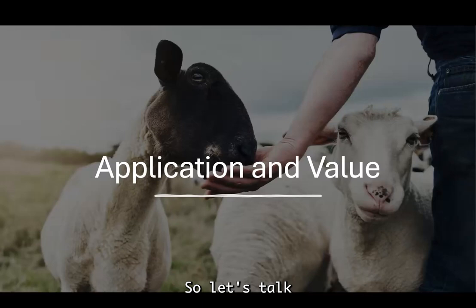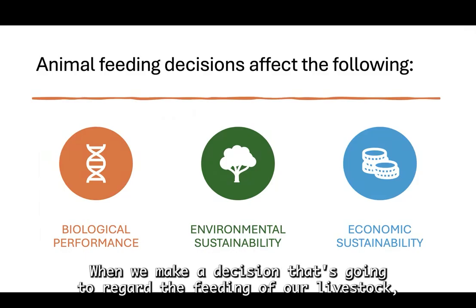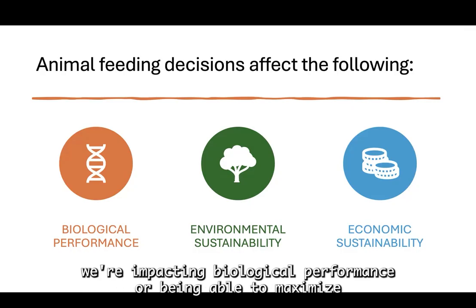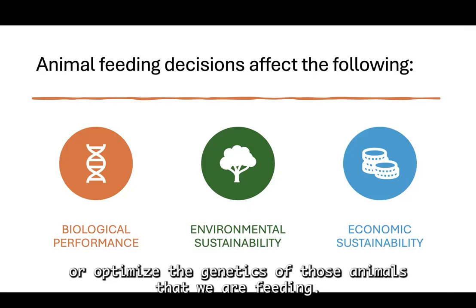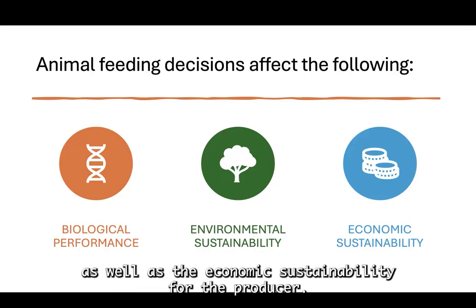So let's talk about the application and value of measures of performance. When we make a decision regarding the feeding of our livestock, we're impacting biological performance, or being able to maximize or optimize the genetics of those animals that we are feeding. We need to consider the feed's impact on the environmental sustainability, as well as the economic sustainability for the producer.